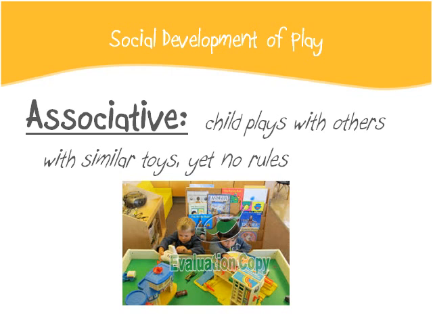Here we see associative play. These children are playing with similar toys, and they are interacting, but there is no set of rules. Their interactions are more haphazard, and they have established no set rules of their play. This is the fifth level of social development of play.